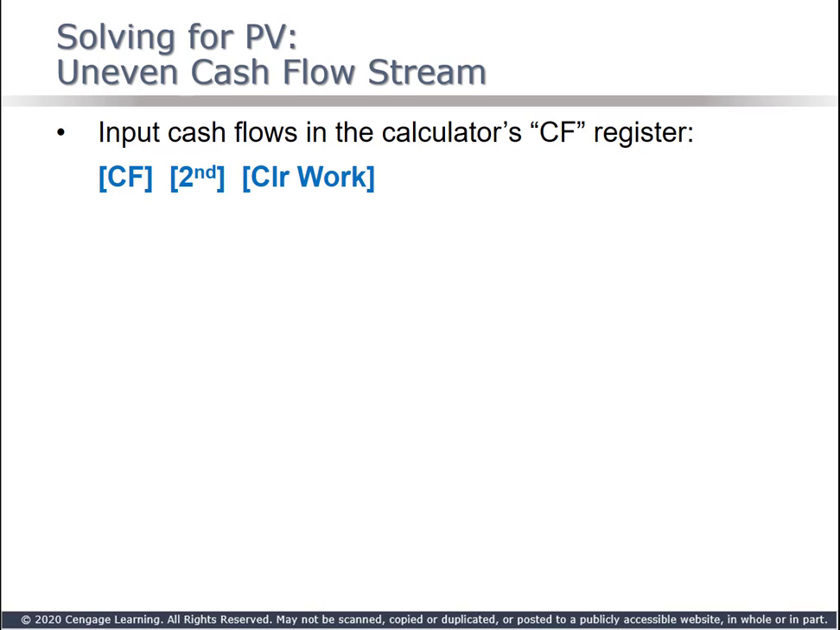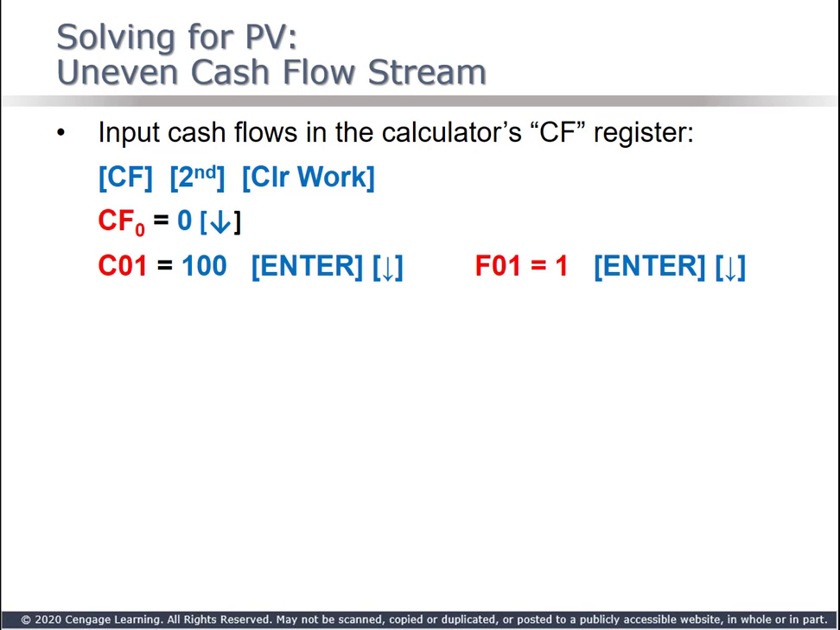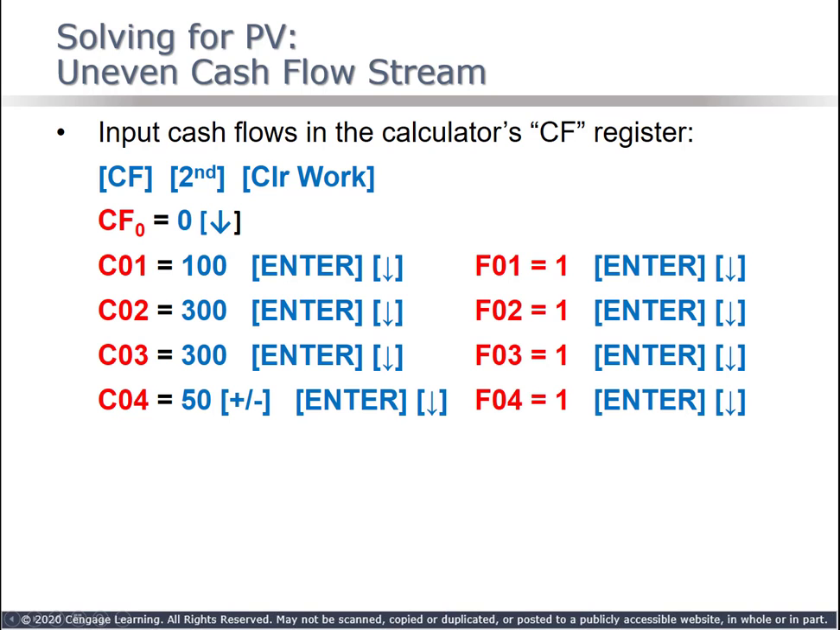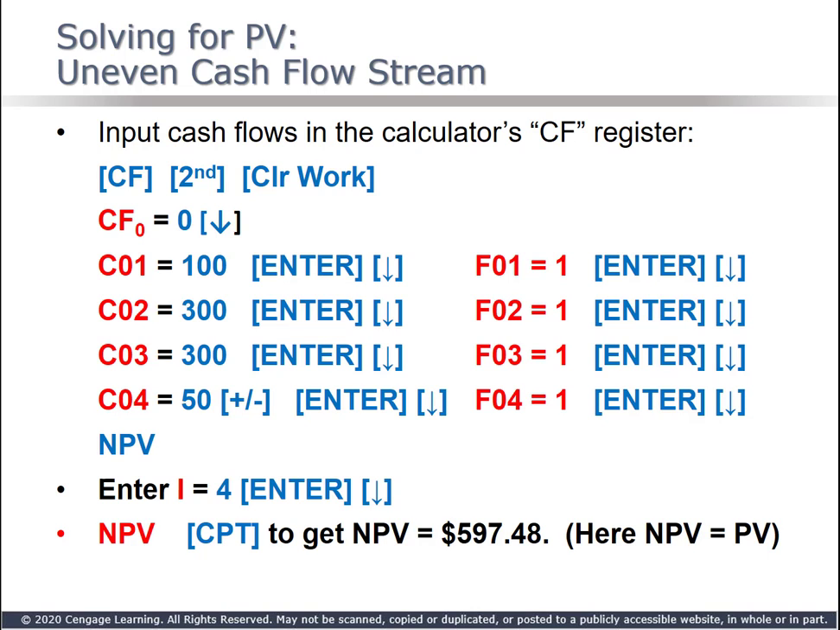Start off, cash flow, second, clear work, clear it out. Cash flow 0, it's 0. Put a 0 and go down. Cash flow 1, 100, enter and down. Frequency is 1, you can just hit enter and down. Cash flows 2, 3, and 4, same process. Note that cash flow 4 is negative. You enter 50 and then the plus or minus key before you press enter. Press NPV, enter the discount rate of 4. Be sure you arrive at the correct answer.